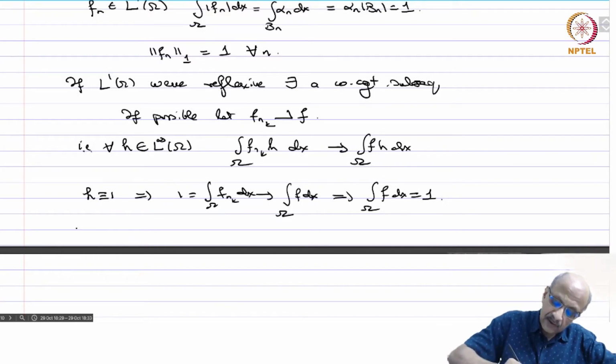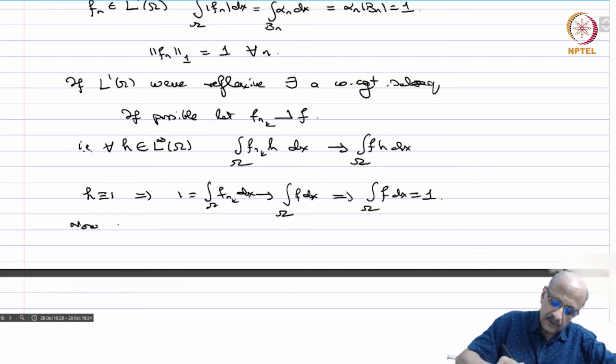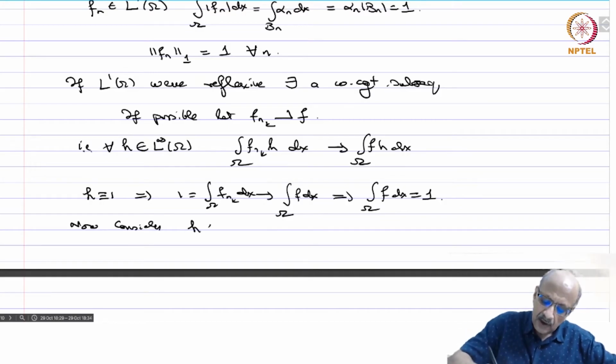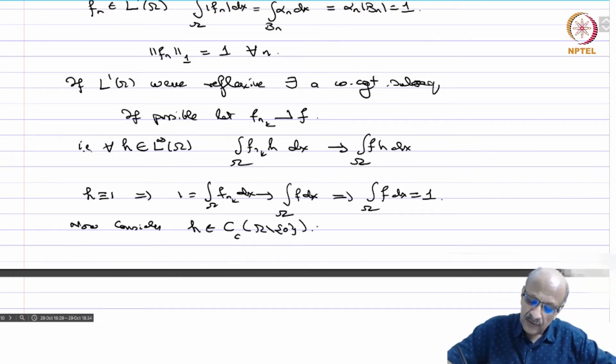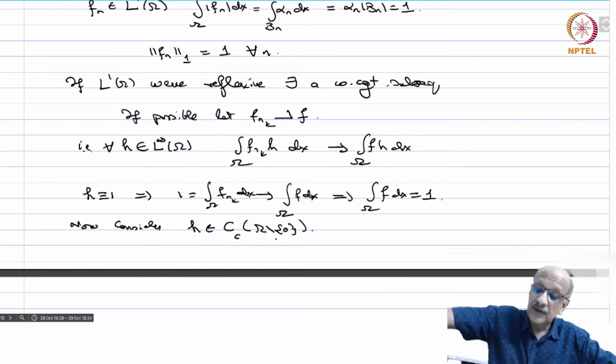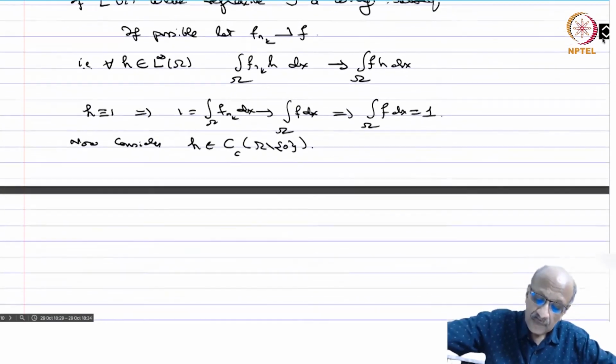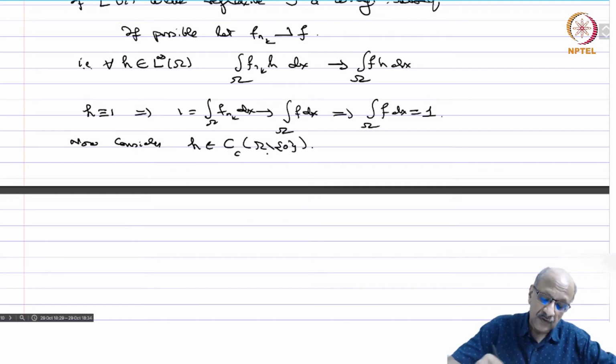On the other hand, let us consider h belonging to Cc of omega minus the origin. This is also an open set. And this of course is contained in Cc of omega. It is also an L infinity function because it vanishes outside a compact set, so this is also in L infinity of omega. So you can put h there.